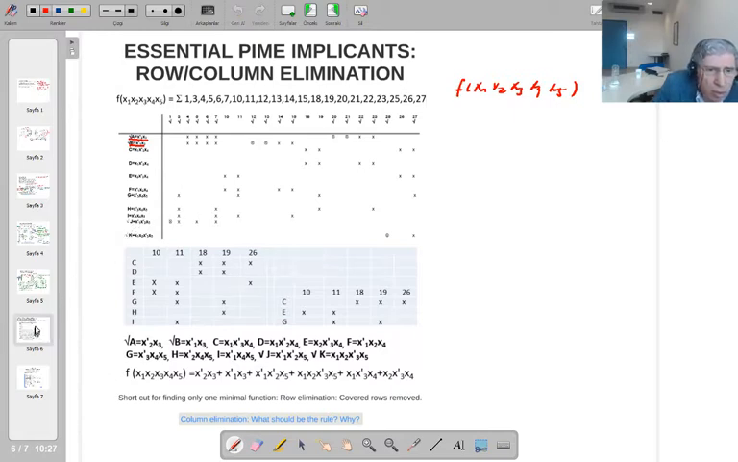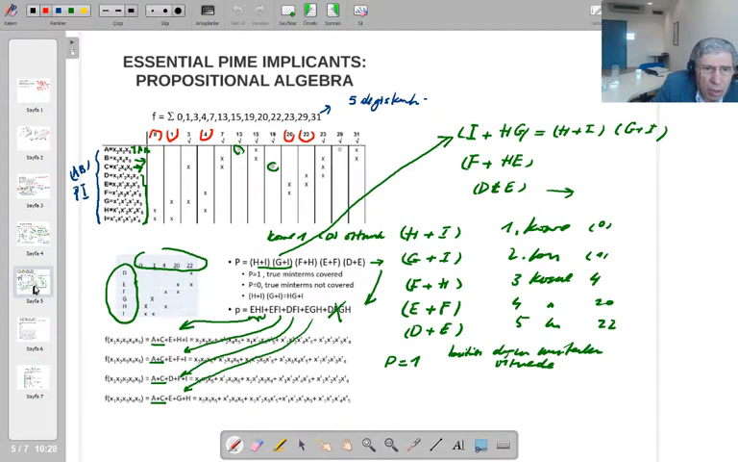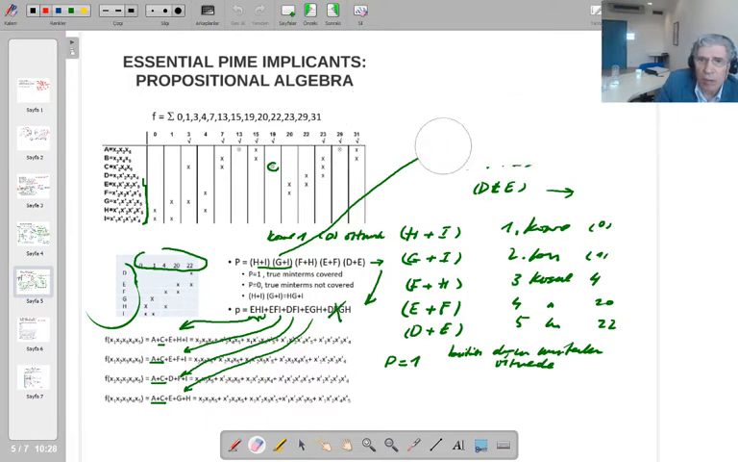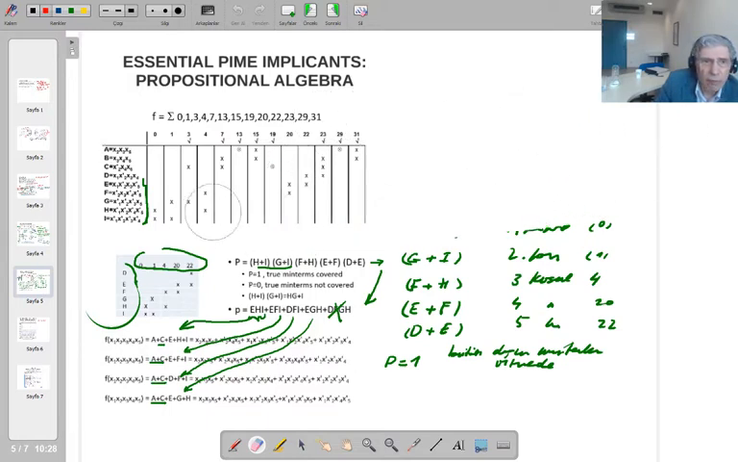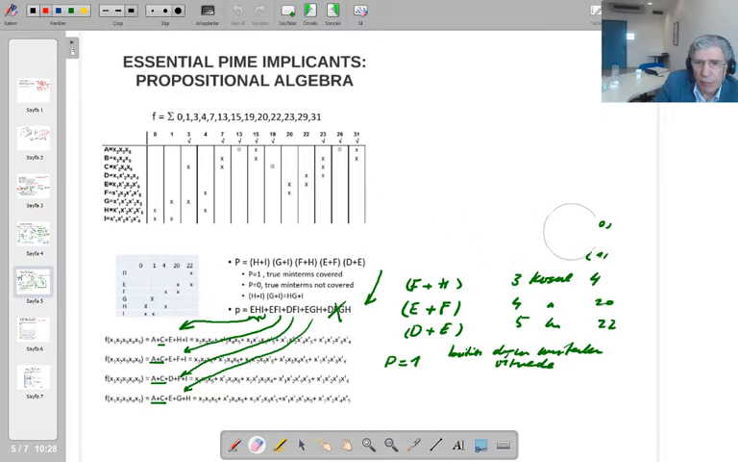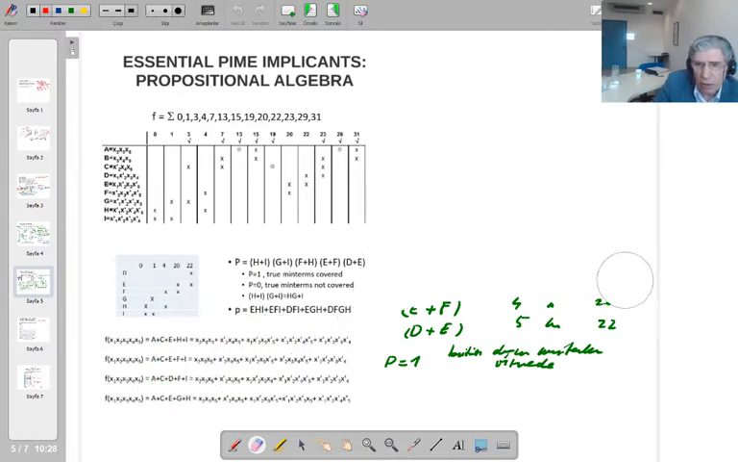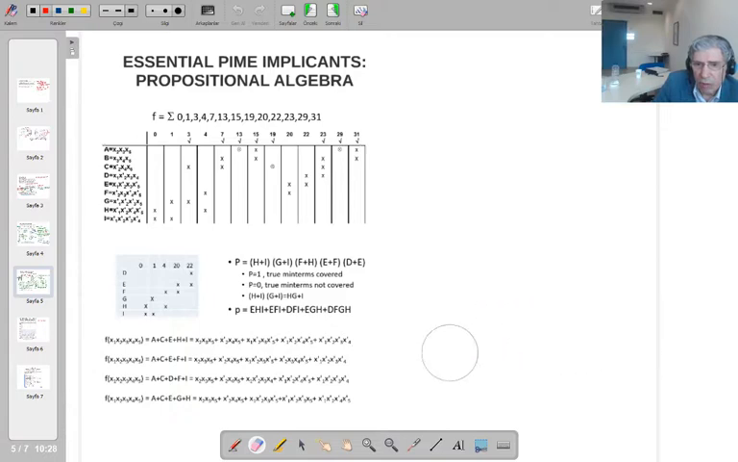Sorry. I should have done this. I should have used this one. Sorry. So clear this now. We've got, once again, a 5 variable function. For this 5 variable function, this is the prime implicants table.